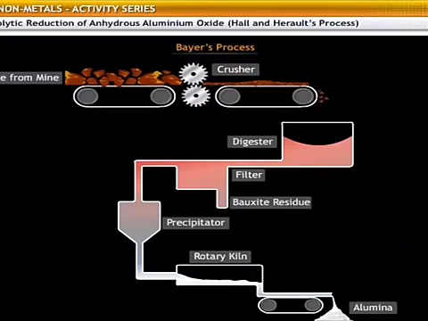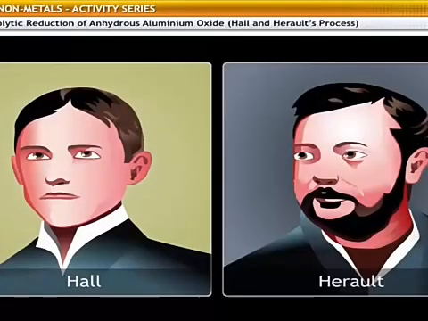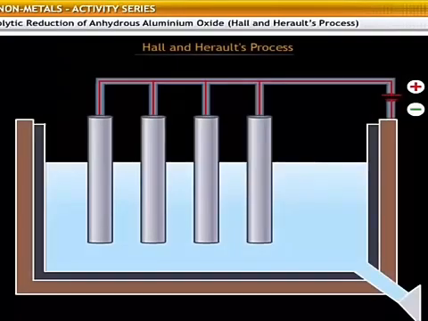The second step in the extraction of aluminium is the electrolytic reduction of alumina obtained using Bayer's process. This is done through Hall and Heroult's process. Hall and Heroult developed the process independently. The electrolytic cell used in this process has the following components: an iron tank lined on the inside with carbon, which acts as the cathode.